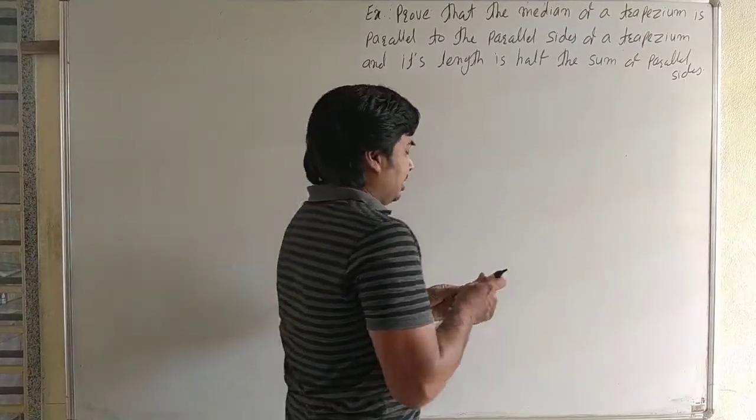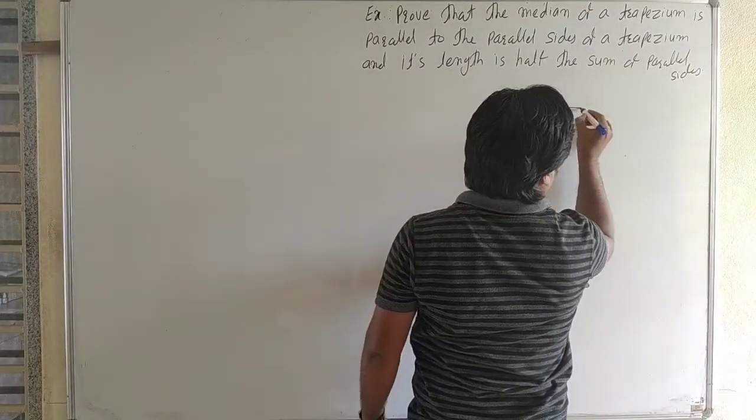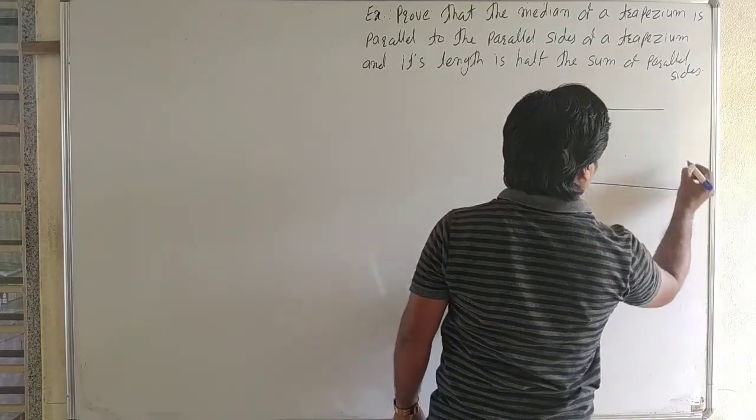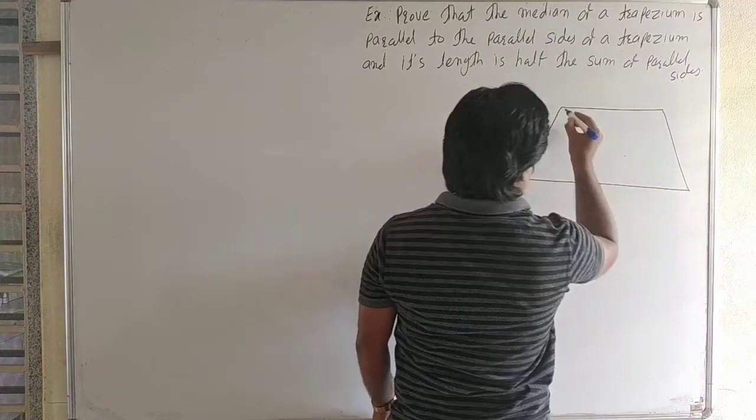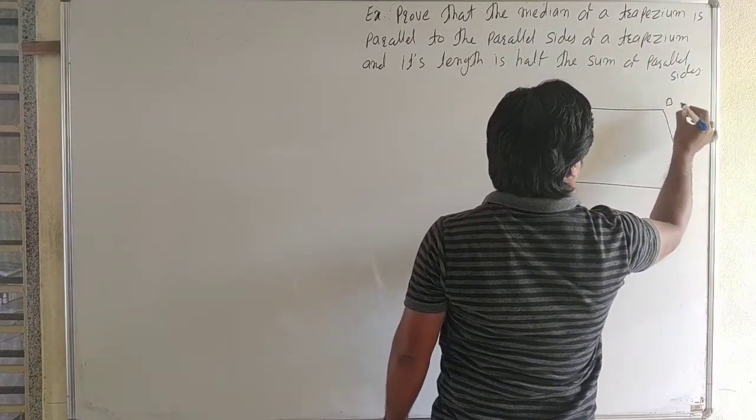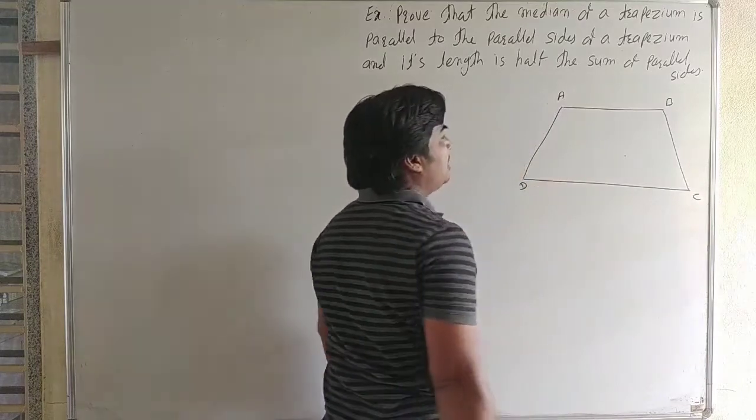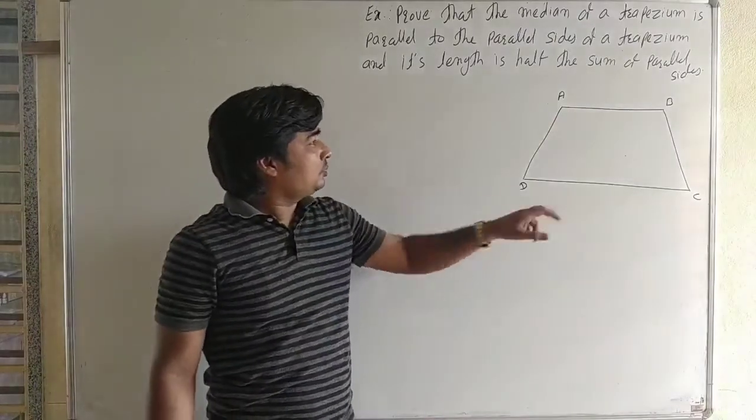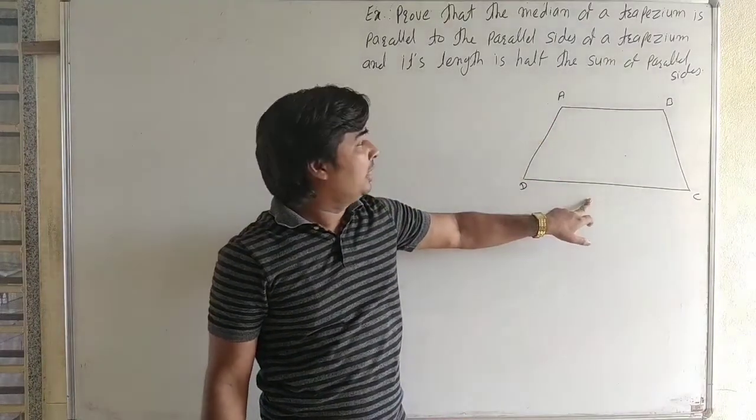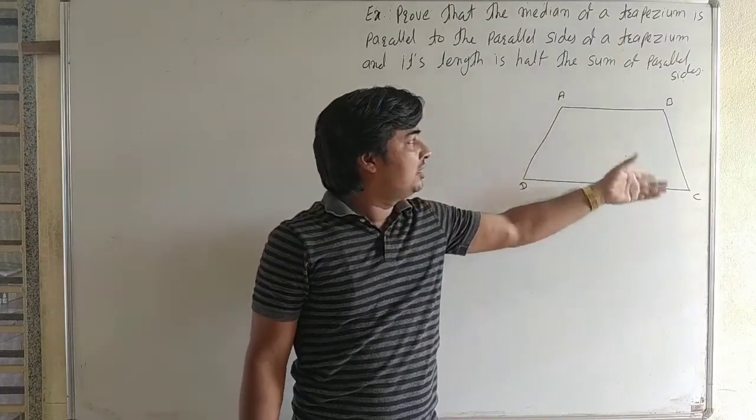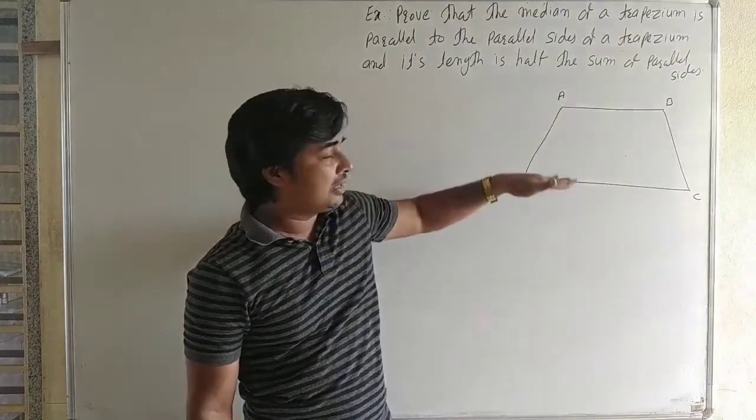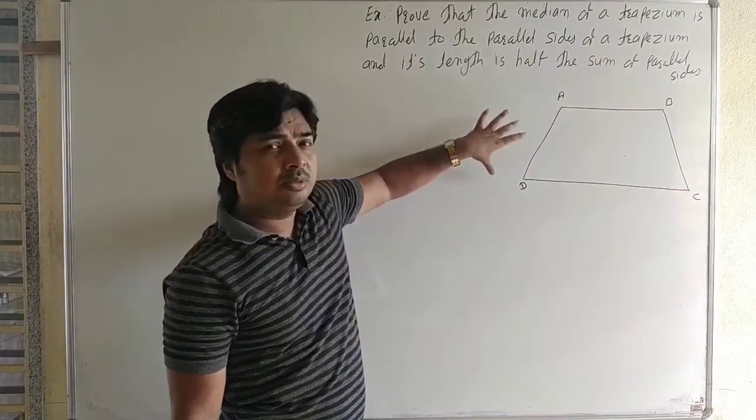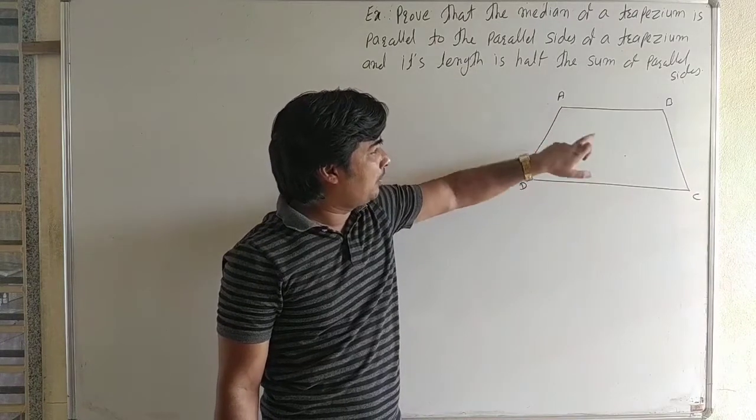Here, a trapezium: what is a trapezium? In a quadrilateral, one pair of opposite sides is parallel, only one pair. Here ABCD is a trapezium with AB parallel to DC, only one pair. Only one pair is parallel, and AD and BC are the non-parallel sides of the trapezium. Now ABCD is a trapezium, here AB parallel to DC are the parallel sides.